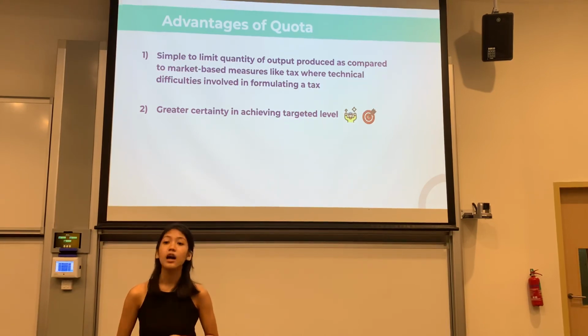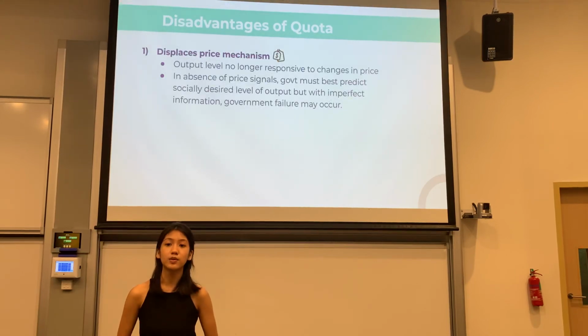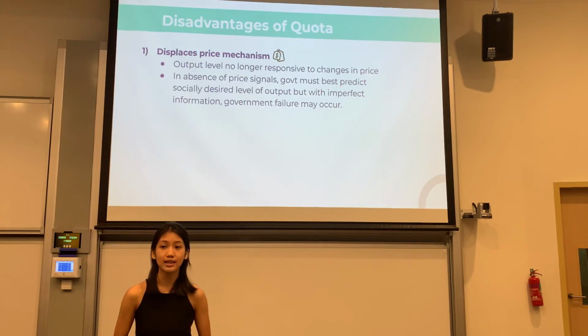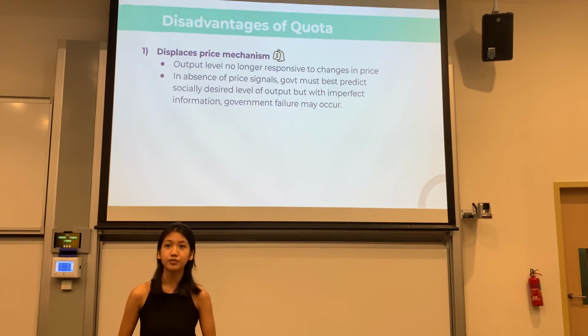However, the disadvantages of a production quota is that it displaces the market mechanism and the market will no longer respond to changes in price. In the absence of price signals, governments must best predict the socially desired level of production with imperfect information. A quantity lower or higher than the socially optimal output will still lead to market failure.